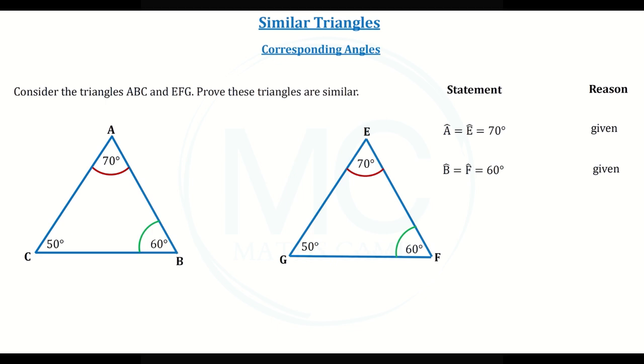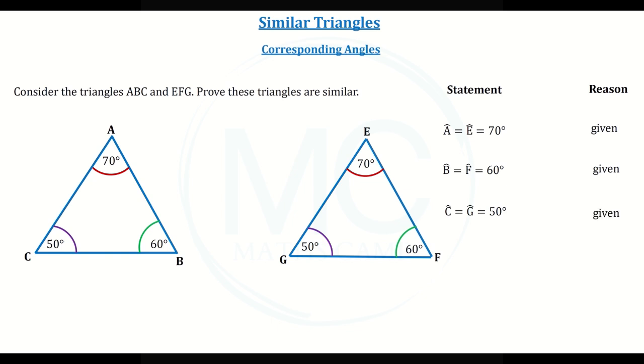Finally, let's look at C. C is the last letter in ABC. So let's mark angle C in purple. G is the last letter in EFG. So let's mark angle G in purple as well. Angle C and angle G are both 50 degrees. So angle C is equal to angle G. And we can write this statement over here. Once again, we know these angles are equal because this information has been given to us. So again, we use given as our reason.